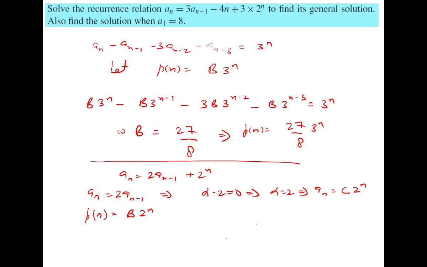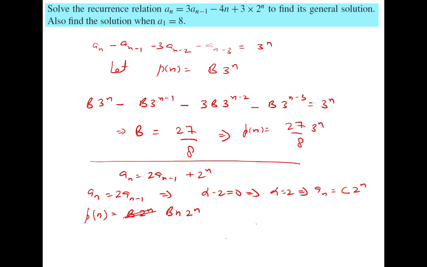So it means that instead of taking it as this, I should take Pn as Bn2 raised to the power n. If there have been equal roots of the characteristic equation, for example 2 comma 2, then the characteristic equation gives us the solution as 2 raised to the power n, n2 raised to the power n, and in that case you take Pn as n square 2 raised to the power n, and so on.